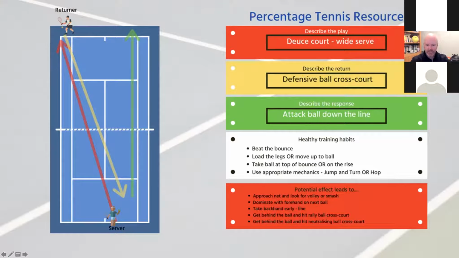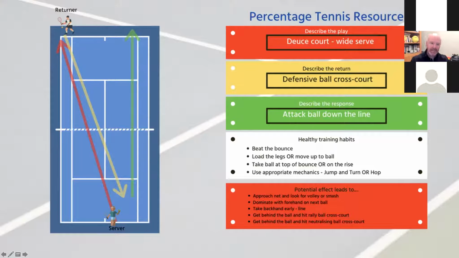So for example, if that was an effective pattern, they could approach the net and knock off the volley, or they might get an easy ball to put away on an overhead. That would be ideal. Of course, ideal is a winner, but we never train for winners. The next level could be they dominate with that forehand on the next ball.